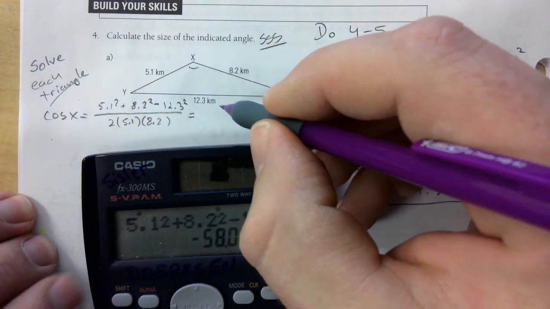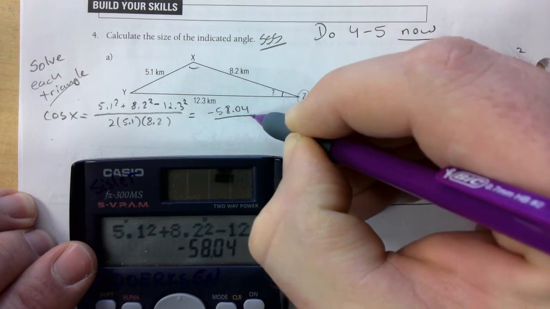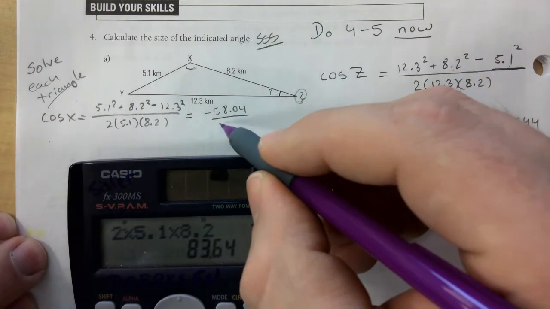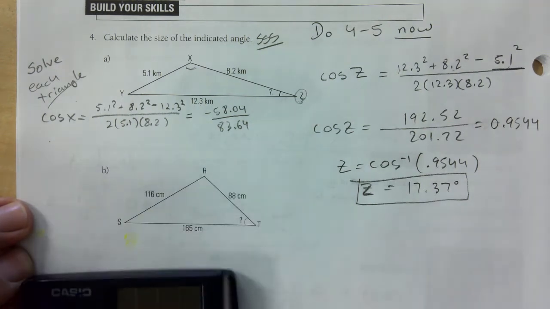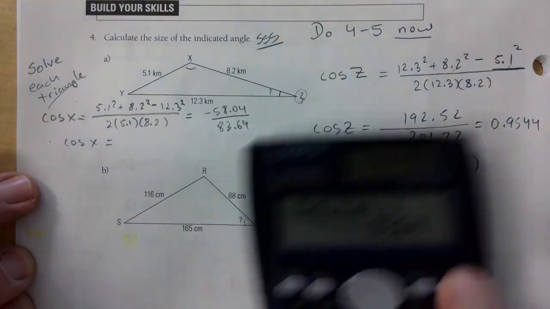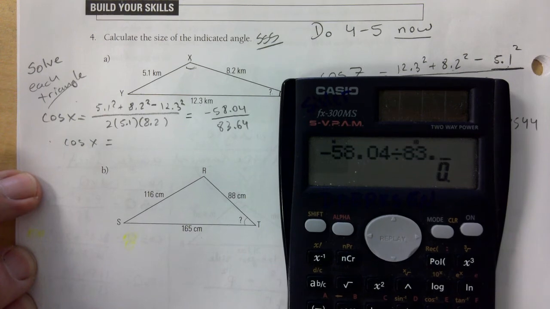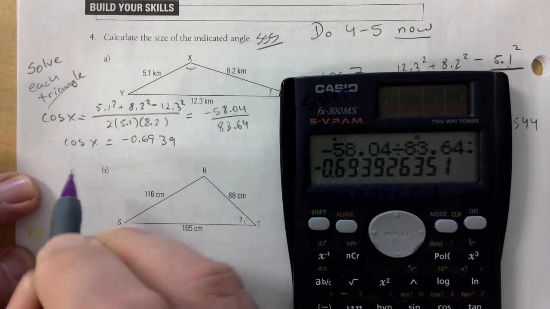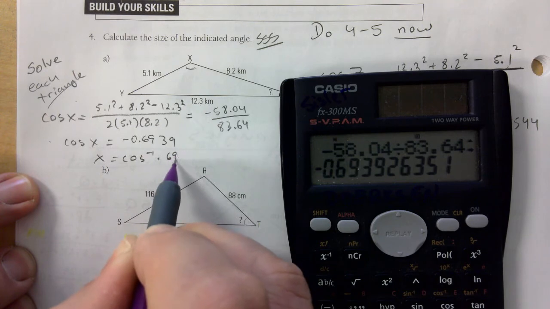I'll figure out what that is right next to it. And that's negative 58.04. We don't like negatives, right? But that's okay. Your calculator doesn't mind, right? 83.64. And then I'll just do this line next. I know this is kind of against how I have been doing this, but it doesn't matter as long as it's consistent. And that's negative 0.6939. So angle X would be cosine inverse of negative 0.6939.